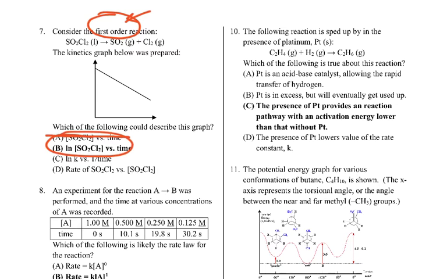The ln of K versus 1 over time, that is a little bit tricky, because if we had ln of K versus 1 over the temperature, that would be a straight line, but this says time, so that's not going to be true. And that would be like an inverse of this equation. And the rate of SO2Cl2 versus the concentration, as the concentration of our reactant increases, our rate would also increase. So we would get a line that goes up like that. So that can't be this one either. So it can only be answer B.